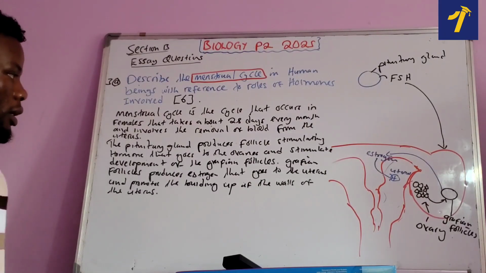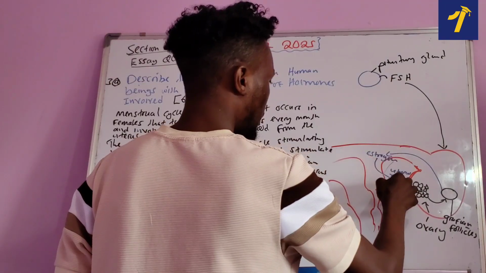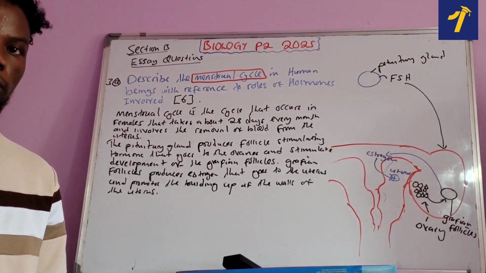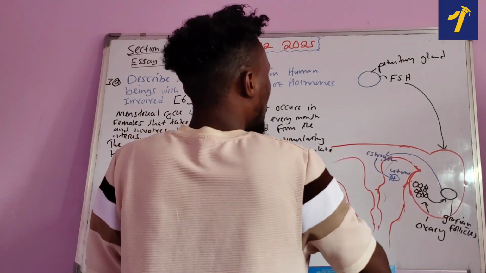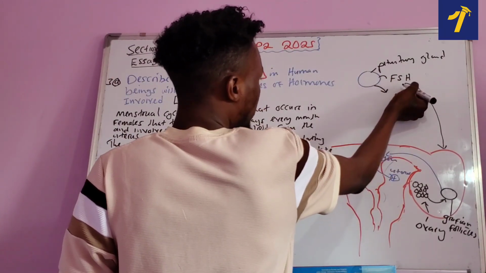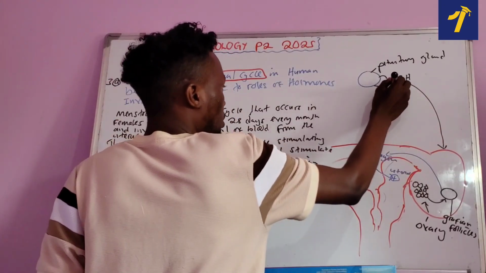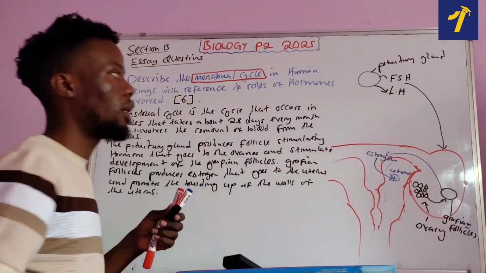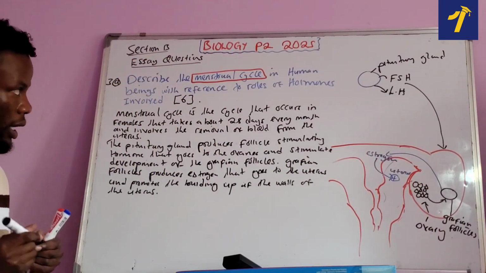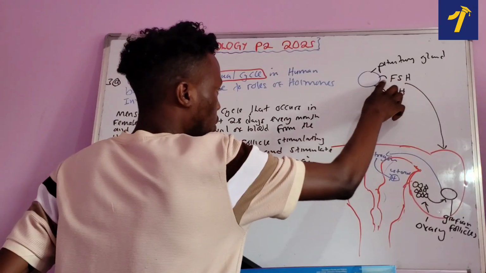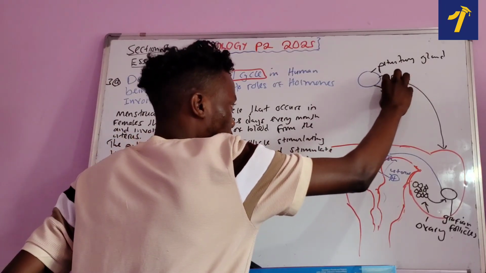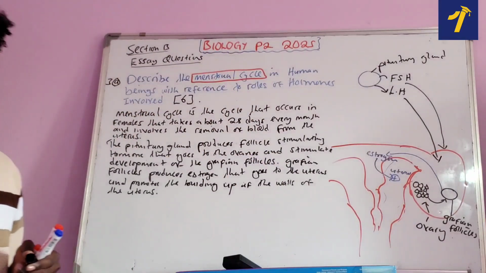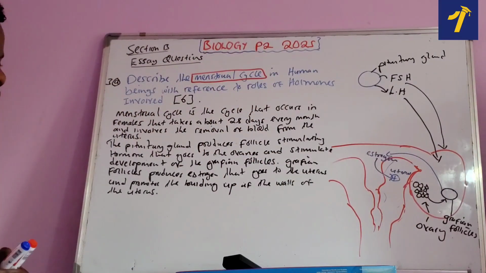Now next. Since this is happening now, after this, the pituitary gland will also produce another hormone. So initially it produced this follicle stimulating hormone, but now it will produce what we call luteinizing hormone, let's just say LH. Okay, so this luteinizing hormone, what is it going to do? It will be produced by the pituitary gland as well. It will go to the ovaries as well.